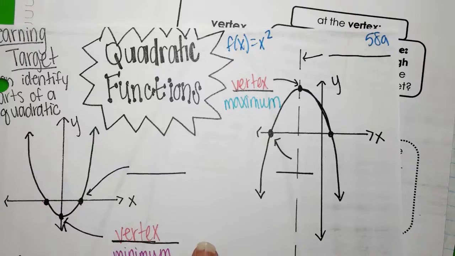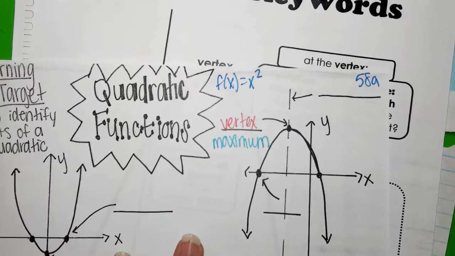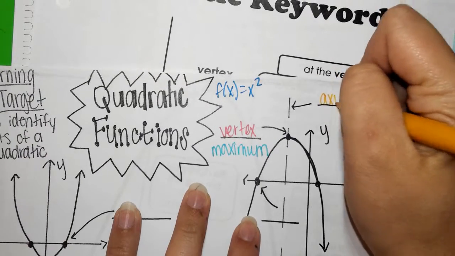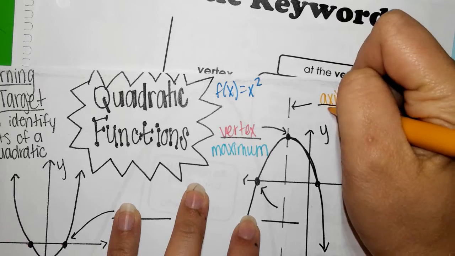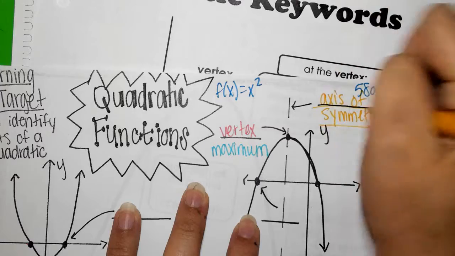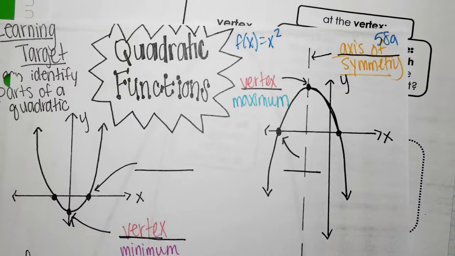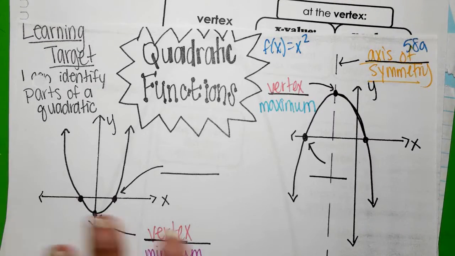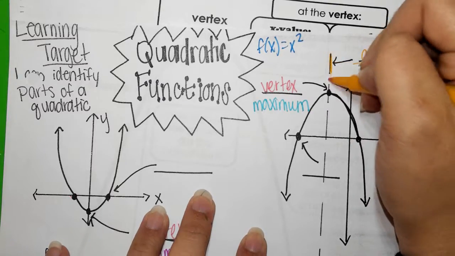Alright, on the right parabola, what is my axis of symmetry? The dotted line. Now, it is an imaginary line. You don't have to draw it every time, but once we start graphing, it's really going to help. And we're going to learn how to find it based on the equation. It's awesome. So this is our axis of symmetry.